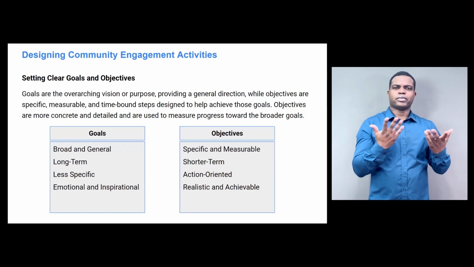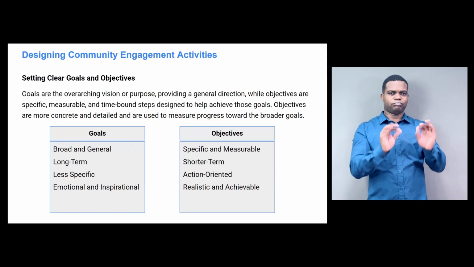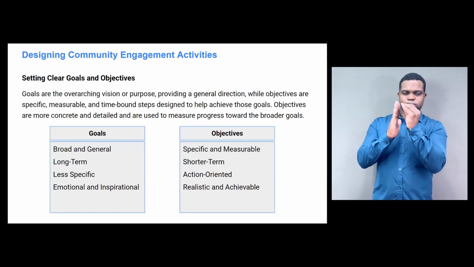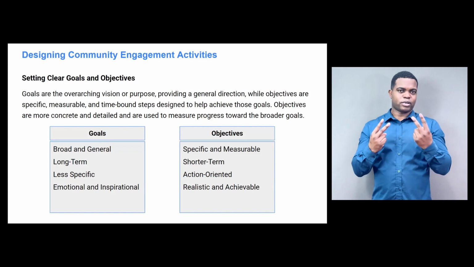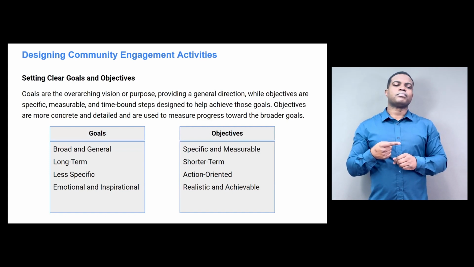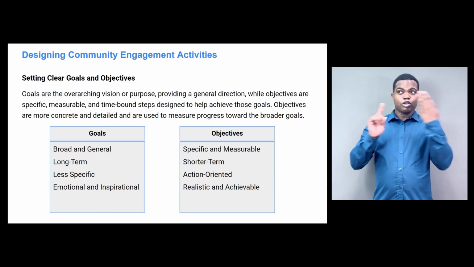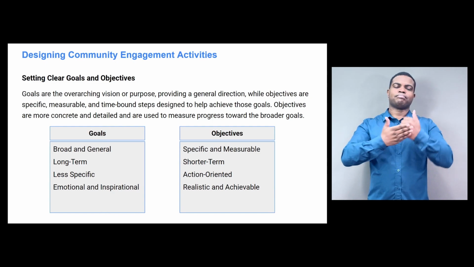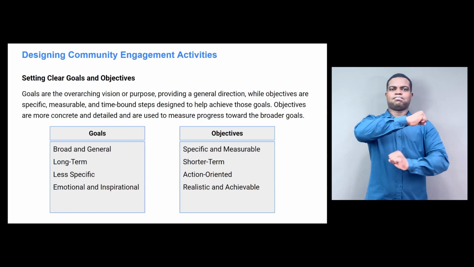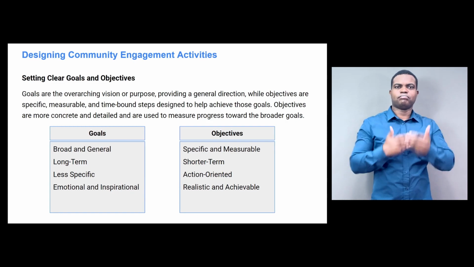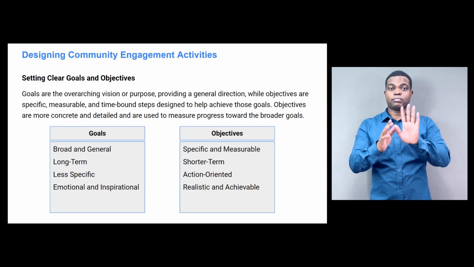Now, when you are designing your community engagement activities for your initiative, you need to set clear goals and objectives. That is the first step. It is important for you to set clear goals and objectives because this will serve as a foundation for whatever you will be carrying out in your community engagement efforts.